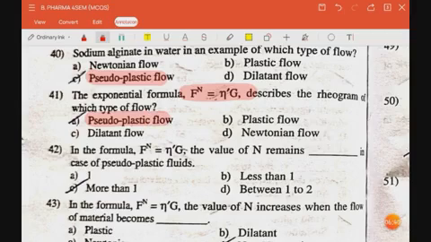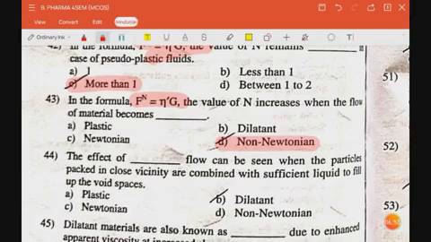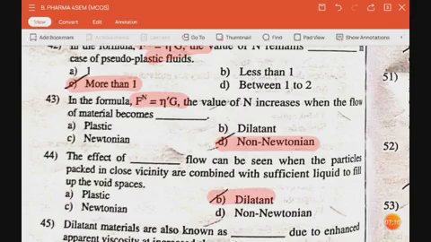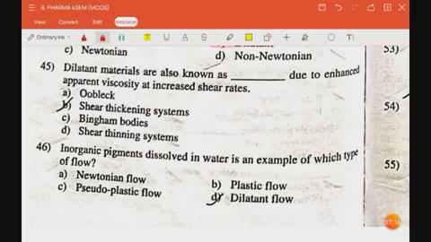The next question is, in the formula, the value of n remains dash in case of pseudoplastic flow. More than 1. And in this formula, the value of n increases when the flow of particles becomes non-Newtonian. Then the next question is, the effect of dash flow can be seen when particles packed in close vicinity are combined with sufficient liquid to fill up the void space. The answer is dilatant. The next question is, dilatant materials are also known as dash, due to enhanced apparent viscosity at increased shear stress. The answer is shear thickening system.